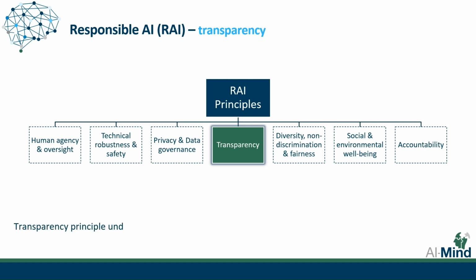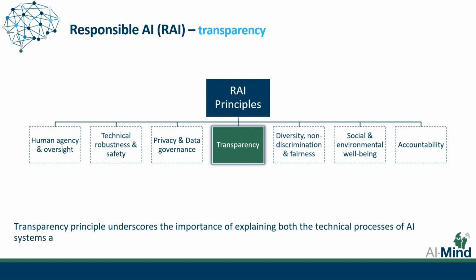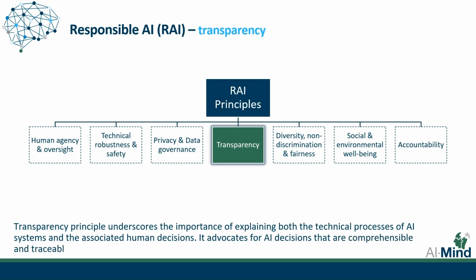Transparency principle underscores the importance of explaining both the technical processes of AI systems and associated human decisions. It advocates for AI decisions that are comprehensible and traceable, tailored to the level of expertise of the stakeholders. That was about principles of responsible AI.